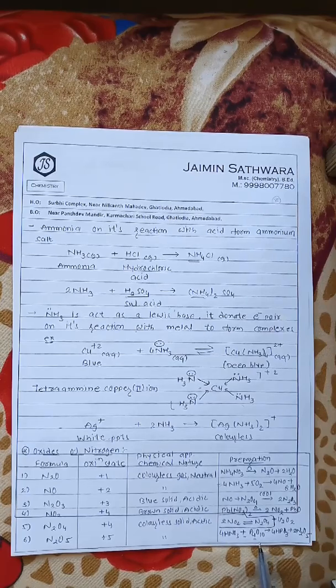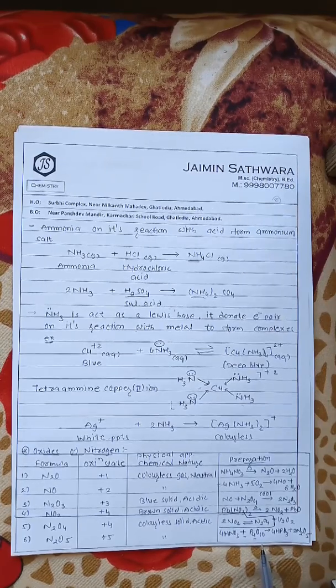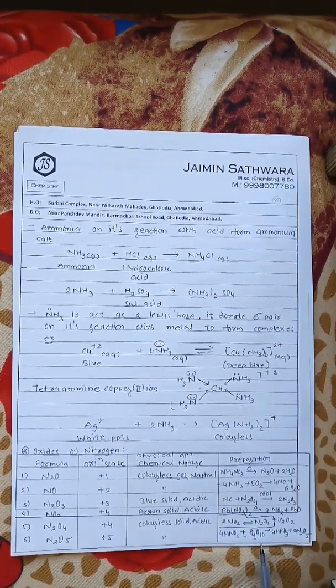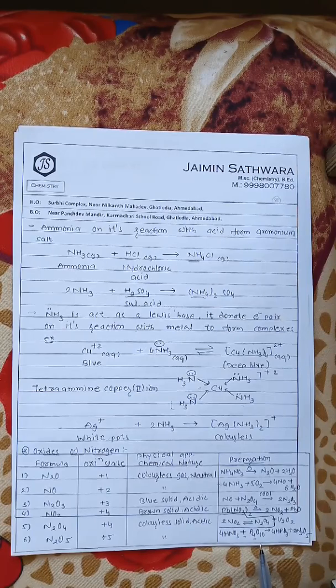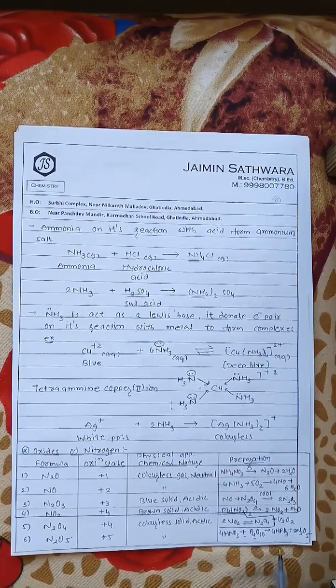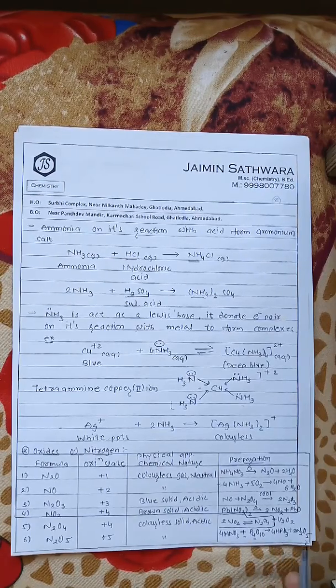Remember students, P4O10 is a dehydrating agent. What is the meaning of dehydrating agent? One which removes H2O during the reaction is called a dehydrating agent. So nitric acid on its reaction with P4O10 gives HPO3 plus N2O5. HPO3 is called metaphosphoric acid.